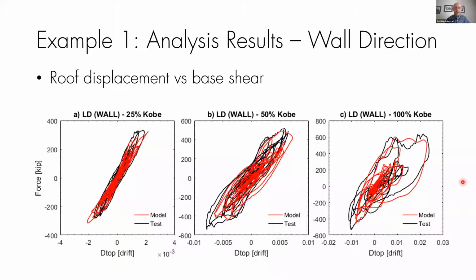Looking at the results here, actually in reasonable agreement with the overall load displacement behavior recorded during the test. This is a sequence of ground motions. First, they applied 25% of Kobe, then 50%, and 100%. And we can see that throughout that sequence, the MVLEM 3D is doing a pretty good job in terms of the overall behavior.